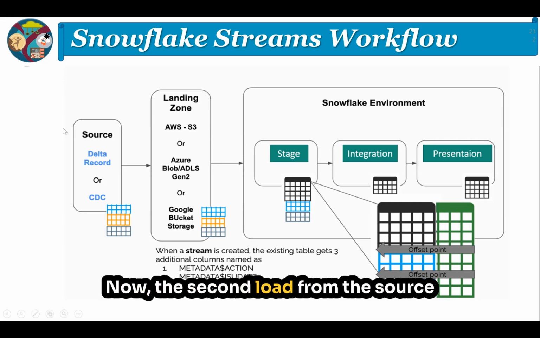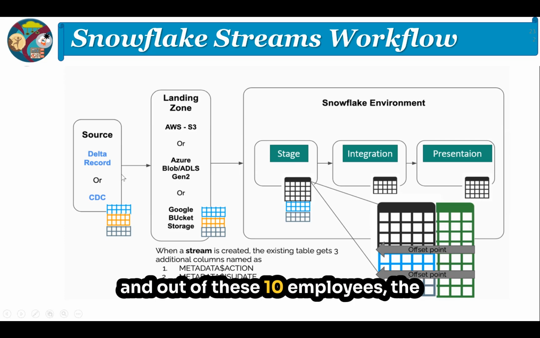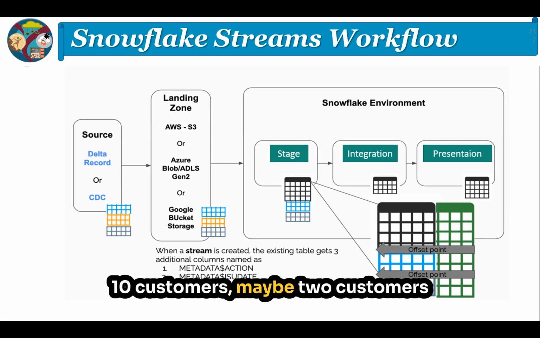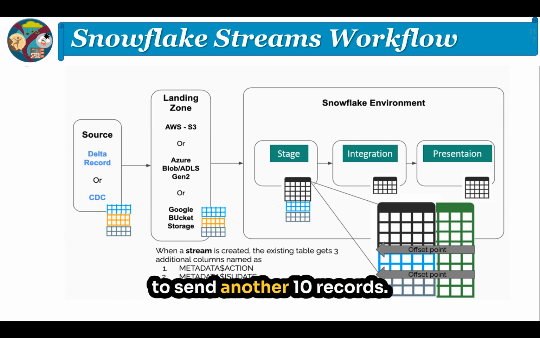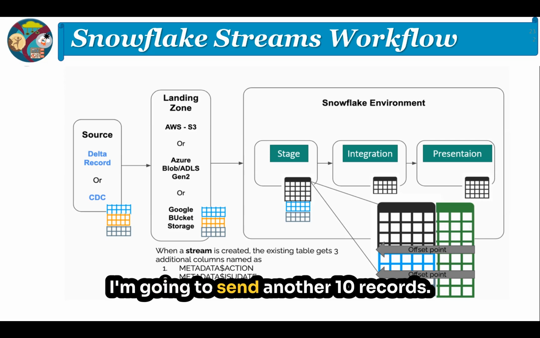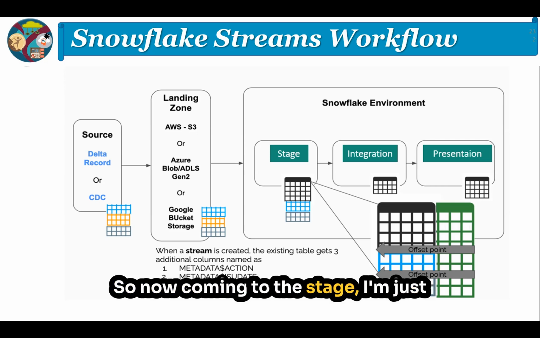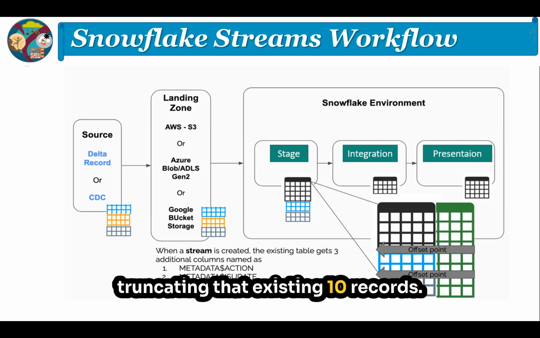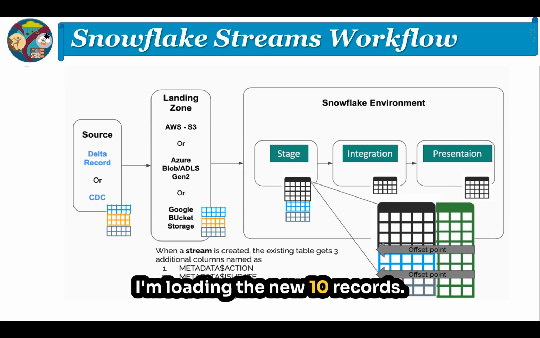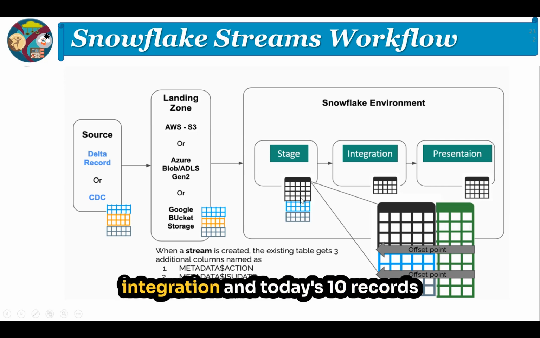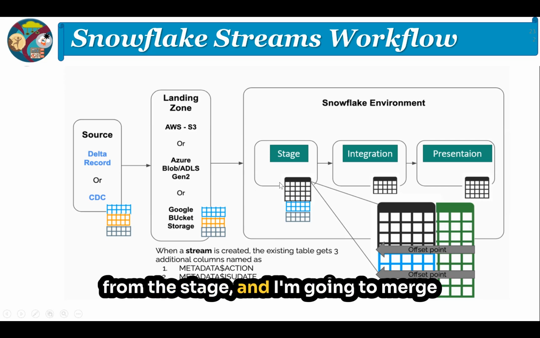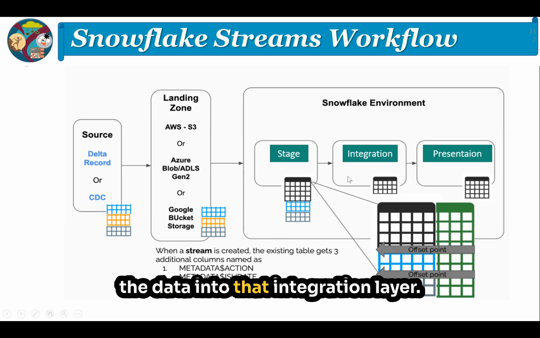Now for the second load from the source end, out of these 10 customers, maybe two customers moved out of the product, two customers are upgraded, and two more customers are newly added. So the next day, I am going to send another 10 records. In the stage, I truncate the existing 10 records and load the new 10 records. Now I need to compare yesterday's 10 records from the integration with today's 10 records from the stage, and merge the data into the integration layer.